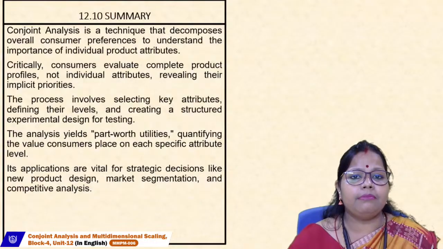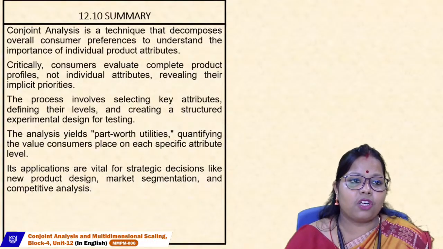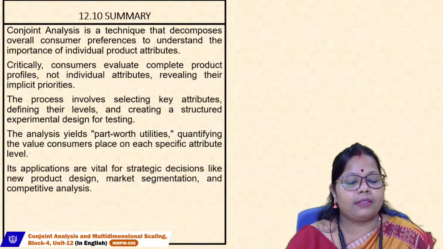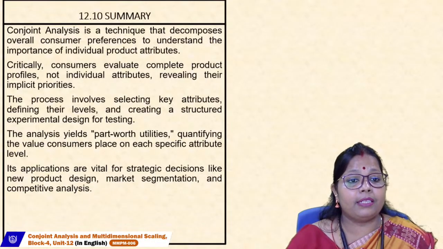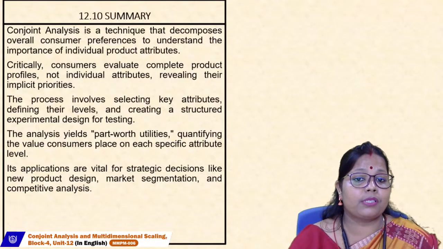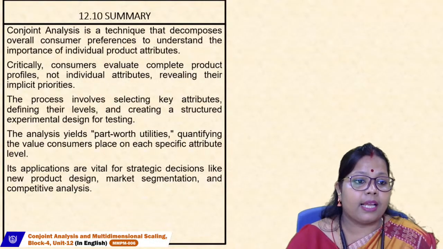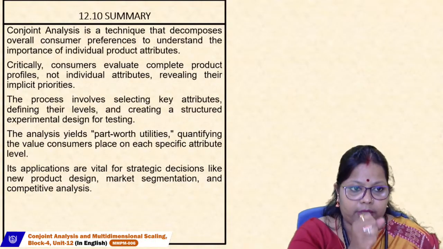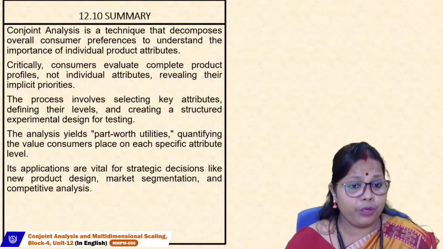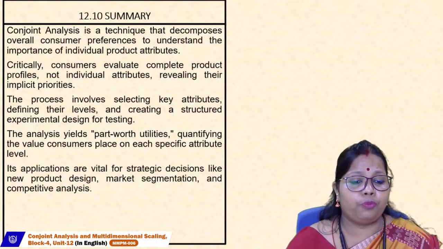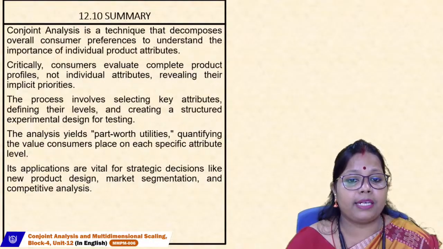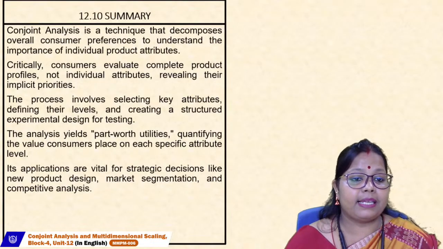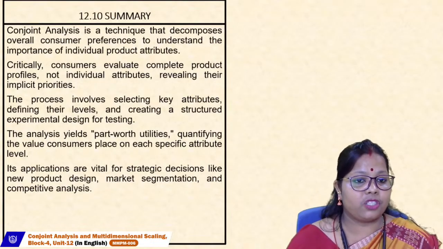So coming to the summary of this unit: conjoint analysis is a technique that decomposes overall consumer preferences, whereas we are critically evaluating the consumer's attributes and their implicit priorities. The process also involves selecting key attributes and defining their levels, which is more important, because without levels we cannot calculate the overall impression of the consumers. A structured experiment design for testing is also prepared by conjoint analysis.